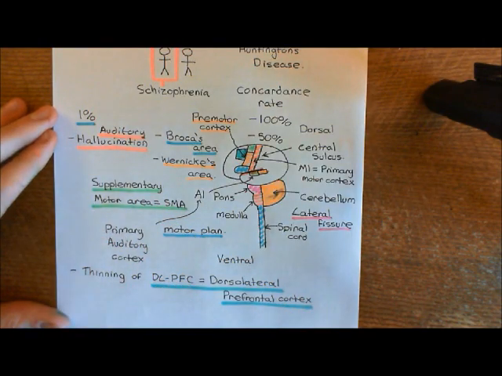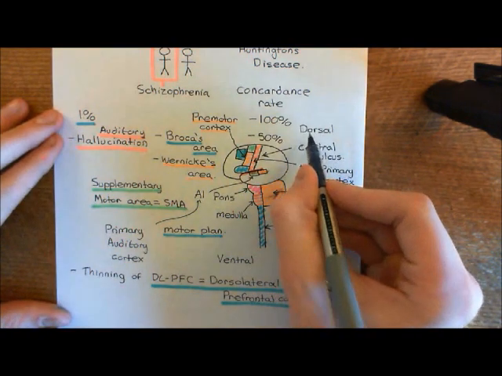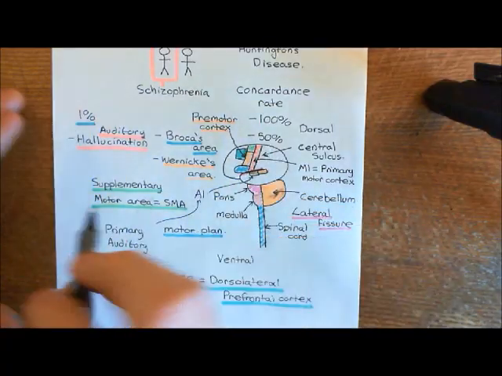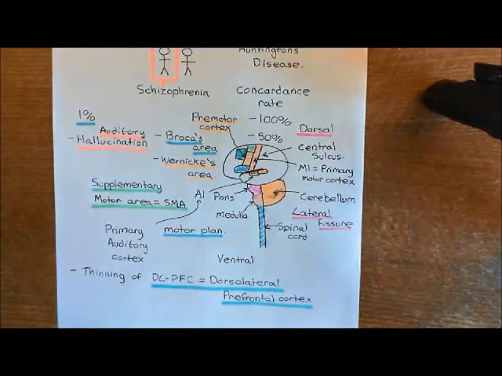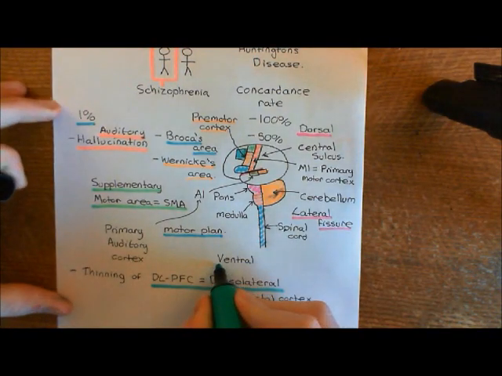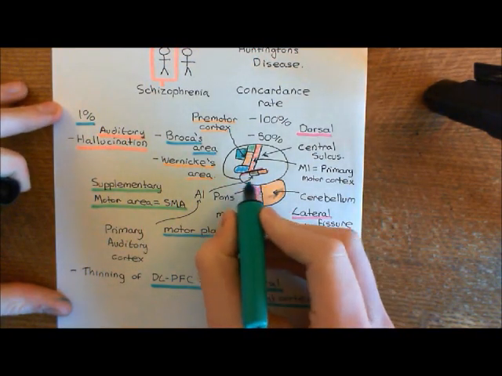In the context of the brain, the words ventral and dorsal mean something completely different. Dorsal means towards the top of the brain, so dorsal means up here basically, and ventral means towards the bottom of the brain, so it means down here basically.